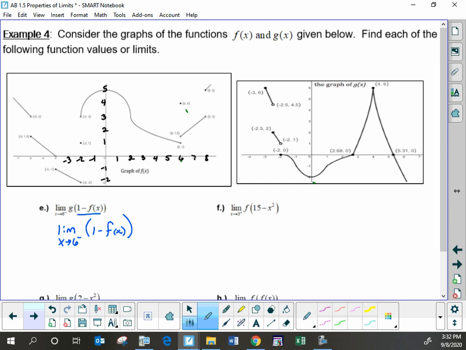That would be, well, I could say it's the limit as x approaches 6 from the left of 1 minus the limit as x approaches 6 from the left of f of x. And the limit of 1, the limit of a constant, is the constant. And f of x, 6 from the left, gets me a 1. Whoops, it's a minus, isn't it? Minus there. Now it looks like a plus. Minus equals 0. I would be coming in from above.